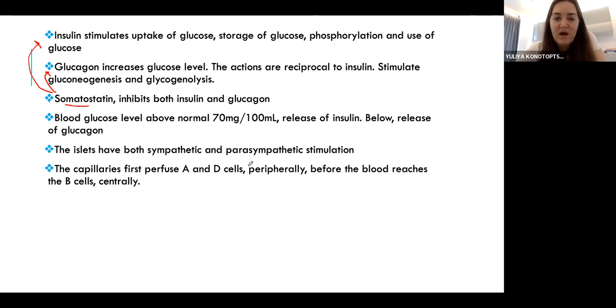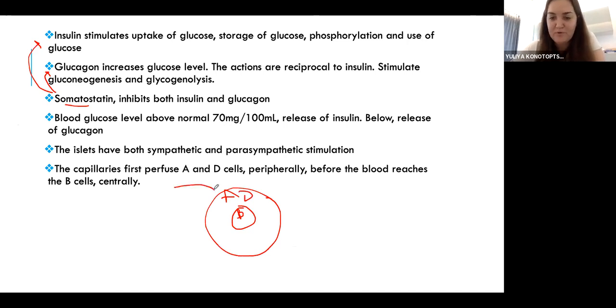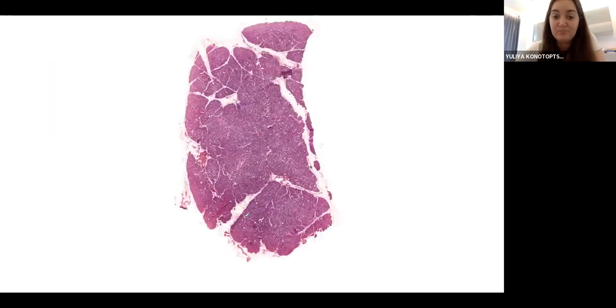Islets have sympathetic and parasympathetic stimulation, and capillaries first perfuse alpha and delta cells and then beta cells. So of course, if this is your islet of Langerhans, in the center we have the beta cells, and in the periphery we have the alpha and delta cells. So when the capillary comes in, which cells is it going to perfuse first? Of course, alpha and delta, and only then is it going to perfuse the beta cells in the center.